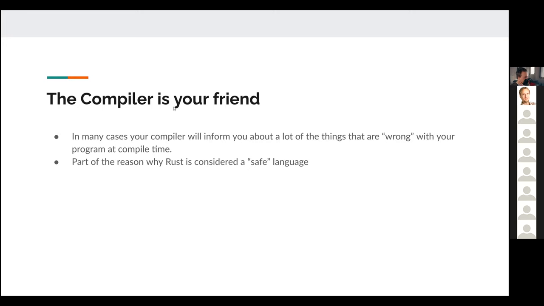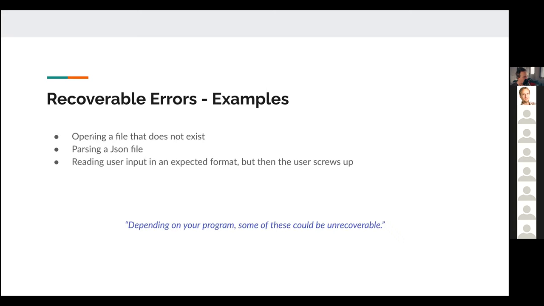So let's look at recoverable errors with some examples. I think these were supposed to animate in so we could have some user input, but some examples are opening a file that does not exist. If you try to do that, you technically can handle this error because it's not fatal. You can simply warn the user and ask them to point to another file. Or parsing a JSON file and there are some syntax errors in the JSON, you can simply print the syntax error or handle it any other way you want.